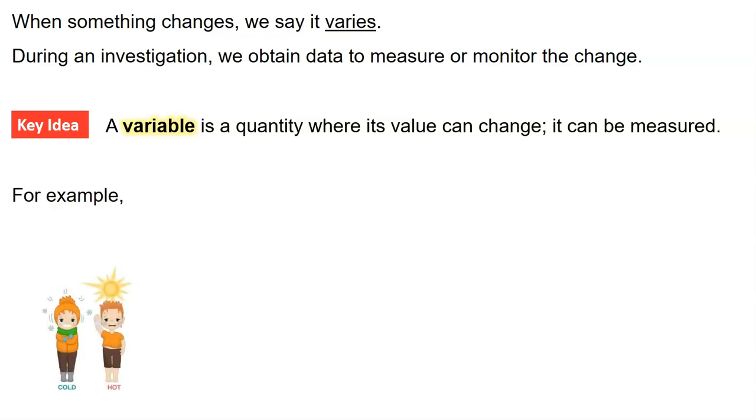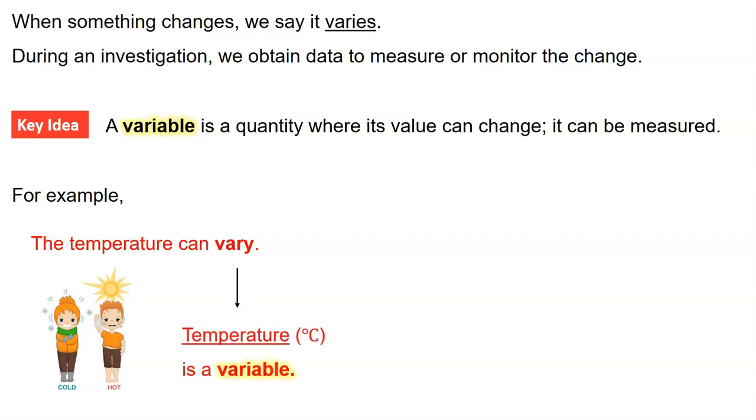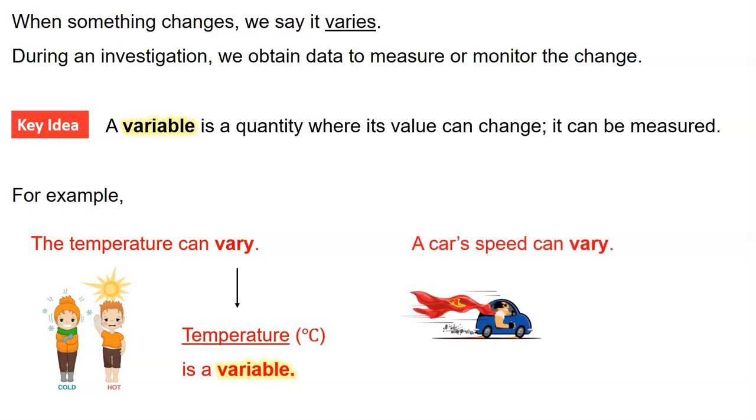For example, we know that temperature can vary. It can feel cold, it can become warmer. Temperature in degrees Celsius is a variable. And a car's speed can vary. We know it can increase, we know it can decrease. So speed, measured in kilometers per hour, is a variable. That's the meaning of the word variable.